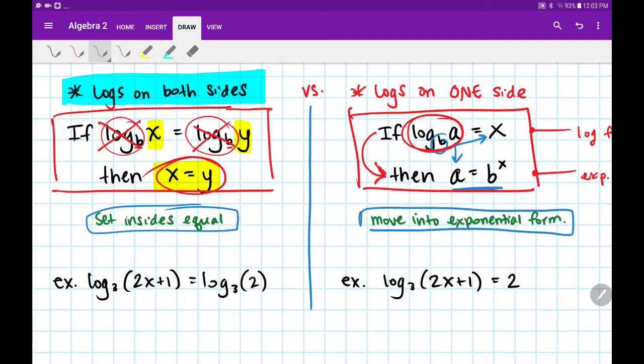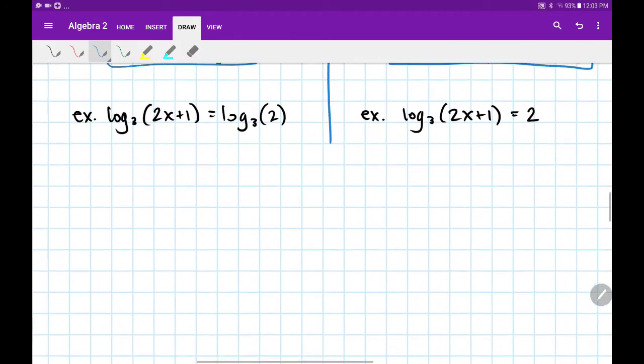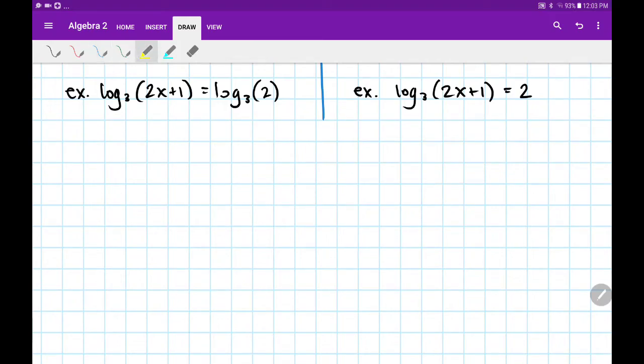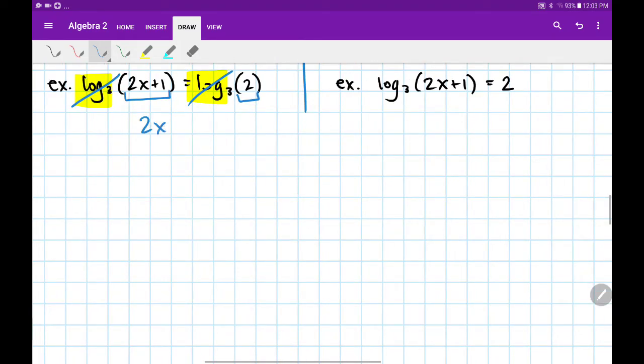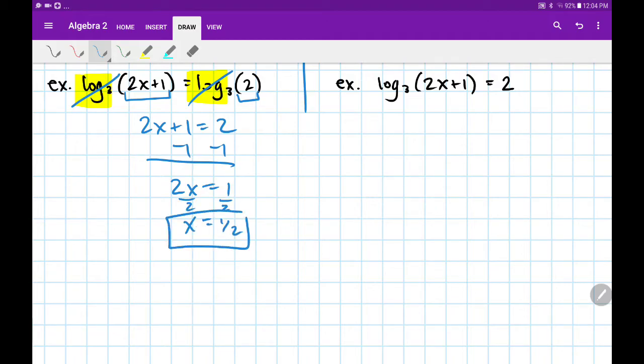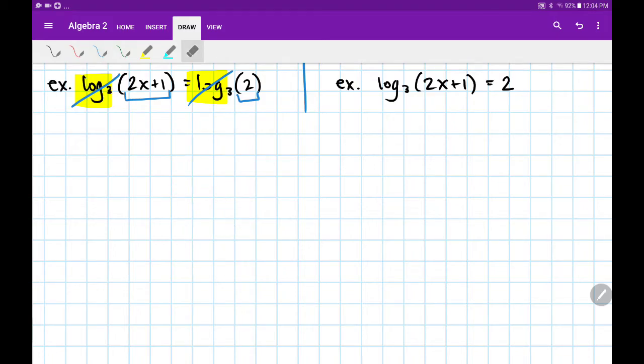So let's have a look at a quick example of each. On the left here, I have an example of logs on both sides of the equal sign, and they have the same base. So that means that 2x plus 1 must equal 2. I'm going to simply cross out my logs and set my insides equal. Then I can finish the problem by getting x by itself. And x is going to equal 1/2, all right? It's not so important what the answer is really. I just want you to remember the process, okay? So cross out the logs on both sides and then set the insides equal.